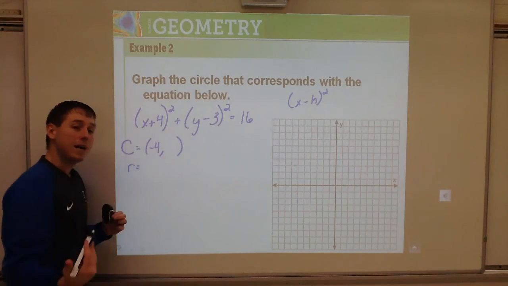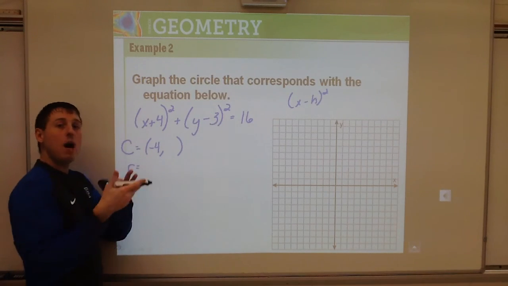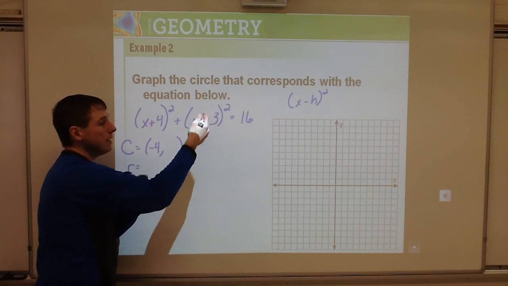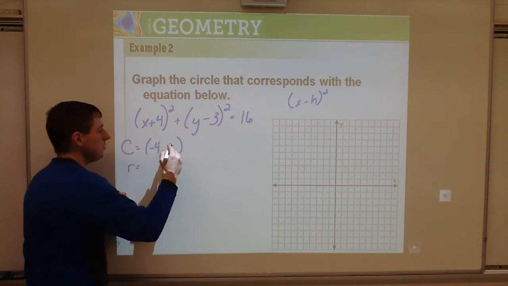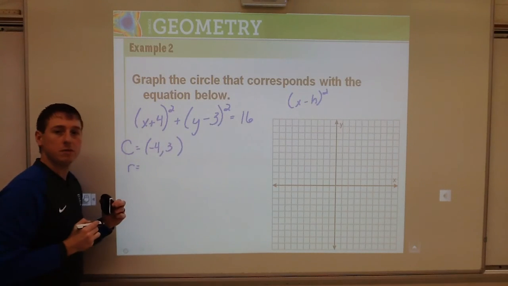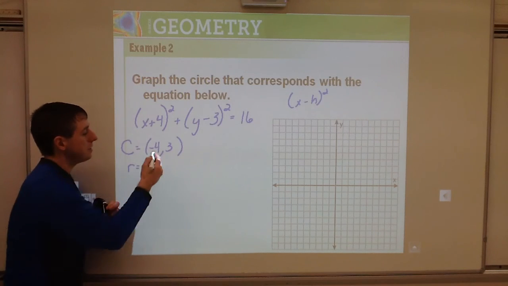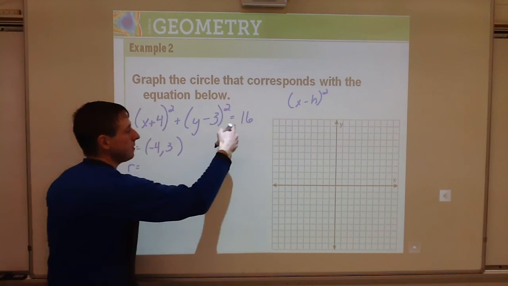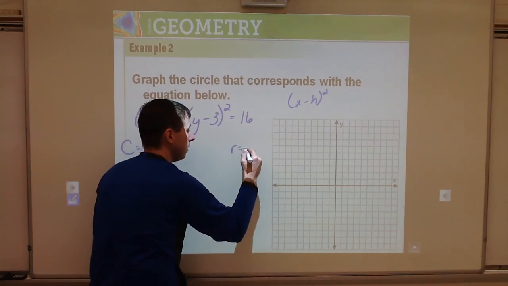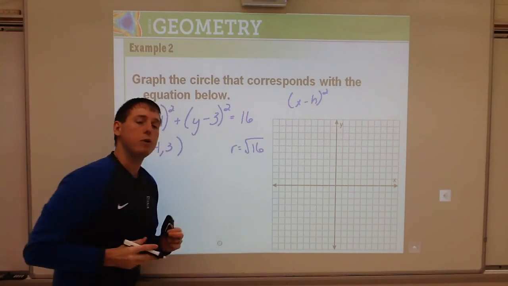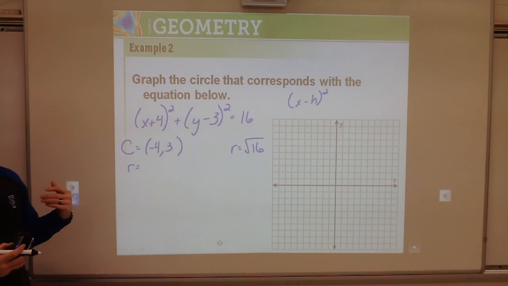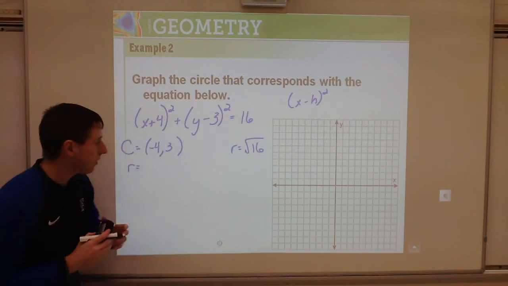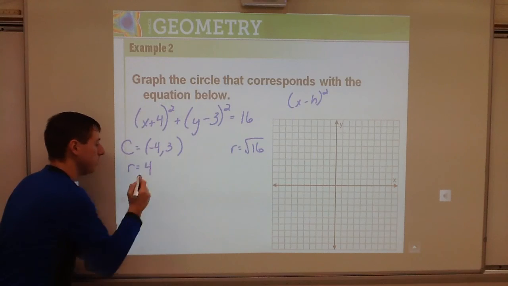And over here, if this says minus 3, that means they put a positive number into that spot and it stayed minus. So that 3 is still a positive 3. The signs are opposite of what they look like. And for the radius, if that's 16, you always take the square root of that number to pull it out of the formula. So the radius is the square root of 16, which is 4.